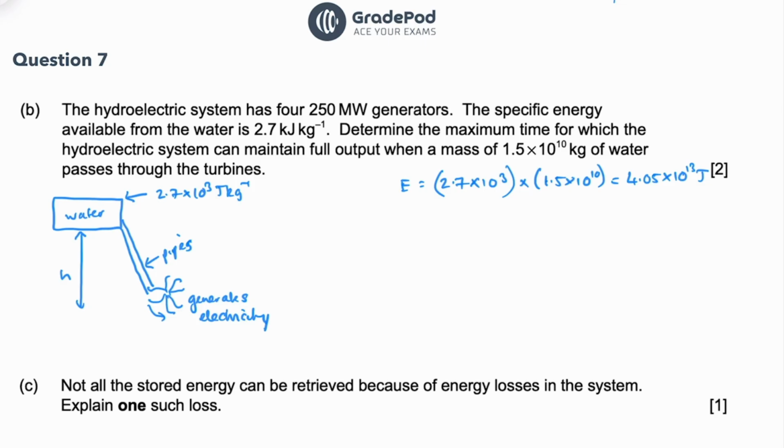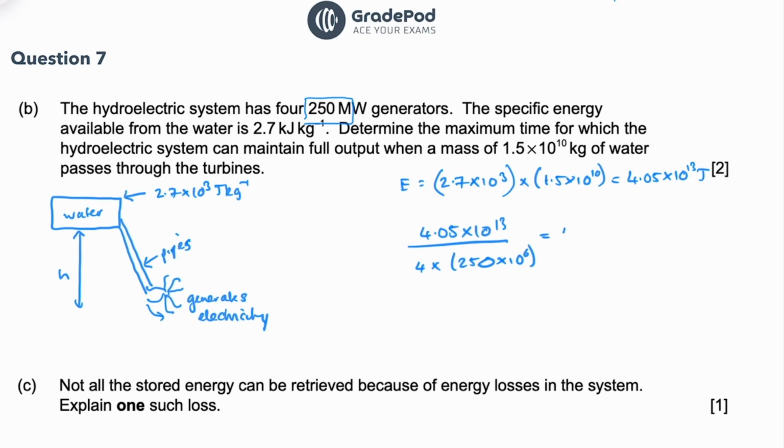This mass of water goes down the pipes and generates electricity. And the generators have 250 megawatts, each of them, and there's 4 of them. So what we want to do is we want to say this amount of energy that's available for the water. We know that each generator can give out 250 megawatts, which is joules per second. So we've got 4 times 250 times 10 to the 6. That's how many seconds are available from that mass of water. And that gives us a value of 4.0 times 10 to the 4 seconds.